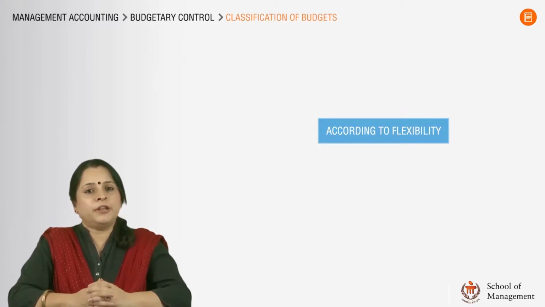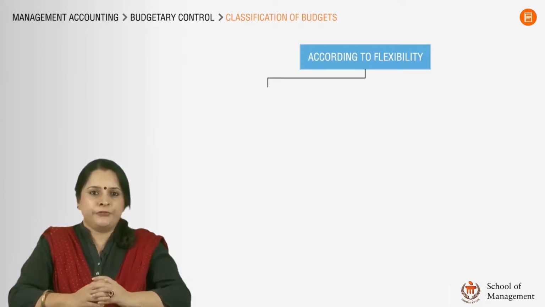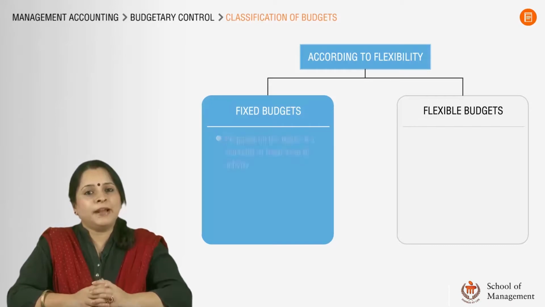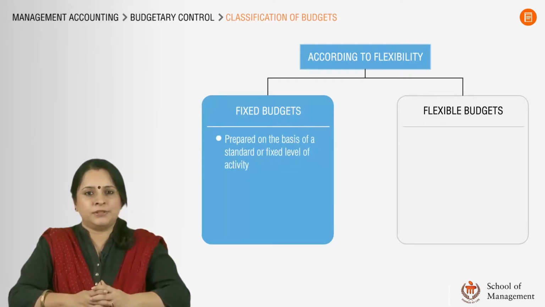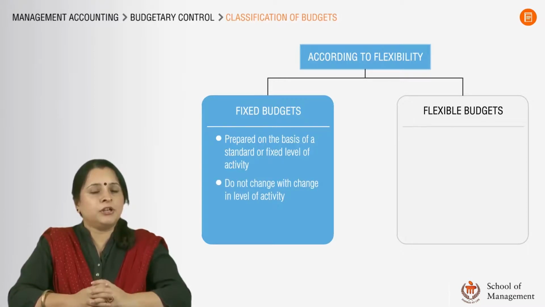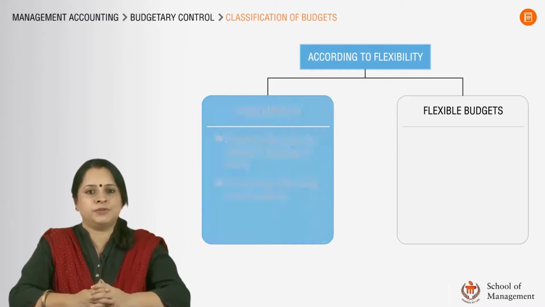There are two broad categories for classifying budgets on the basis of flexibility: fixed budgets and flexible budgets. Fixed budget is a planned budget of expected outcomes. It is prepared on the basis of a standard or a fixed level of activity. These budgets are not changed when the production levels or the capacity utilization change.